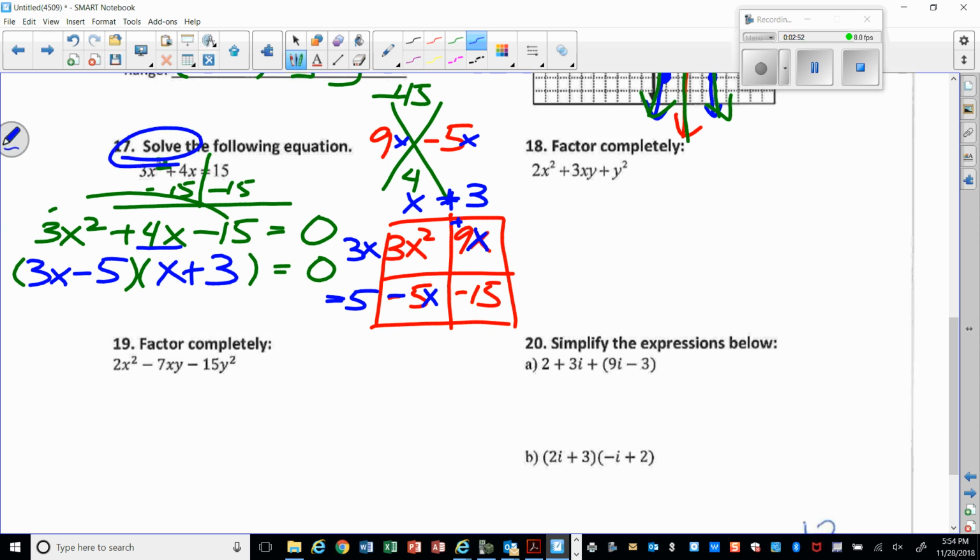This says solve, so I want the zeros. I want the x values that are going to make that equal to 0. So I can look here, if x equals negative 3, that makes that 0. And for this one, I would add 5 to both sides and then divide by 3. So x equals 5/3 would be the other solution there.